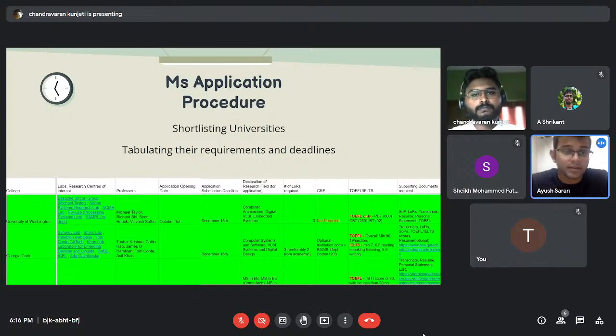So the reason it's green in this particular image is because these are two of the universities that I plan to go ahead with my application with, and there are a couple of other universities that I highlighted in red for other reasons as well.